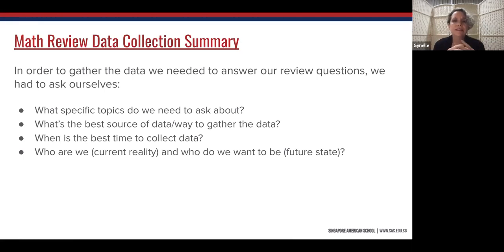And then this one, who are we, the current reality, and who do we want to be, the future state, was actually something Andrew and I went back and forth on. So you really need to decide. Sometimes you have a review where you really are just looking at the current reality, because you already have a vision for what you're trying to accomplish. Sometimes you don't really have that vision, and so you want to create that vision along the way.